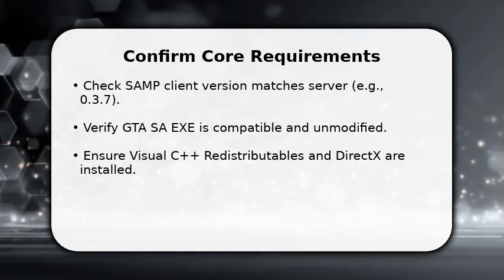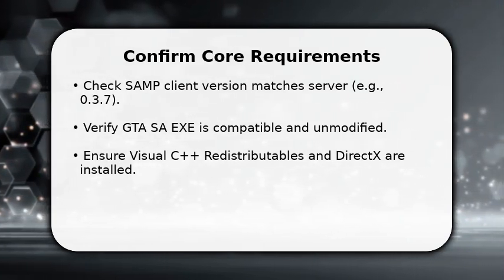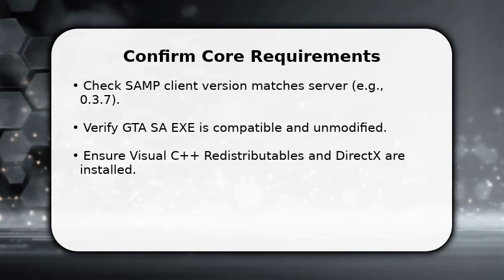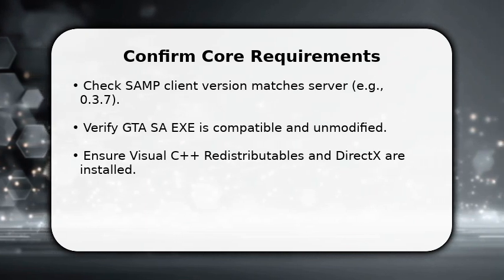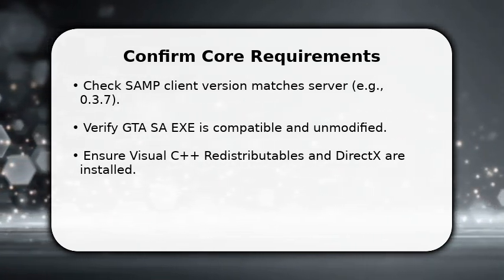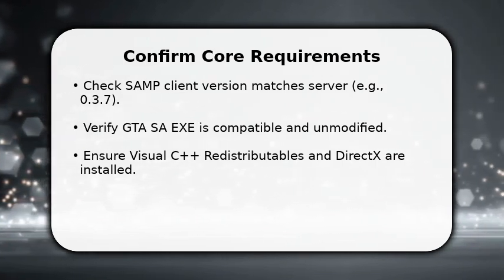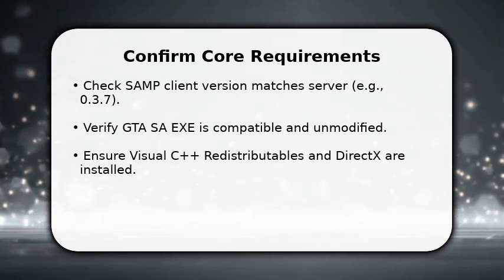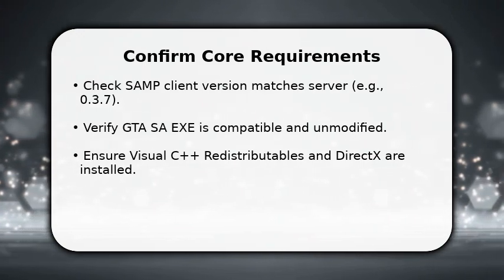You begin by confirming core requirements. Install the exact SA-MP client version the server requires and make sure your GTA San Andreas executable is the expected build. Once done, verify Visual C++ redistributables and DirectX are present, since missing runtime libraries often cause immediate crashes. You should also disable overlays and background recorders before continuing. These conflict with injection hooks. This first step sets a stable baseline for troubleshooting.